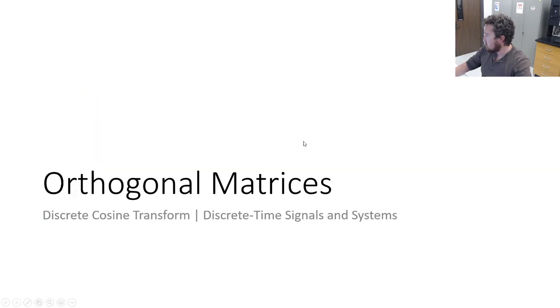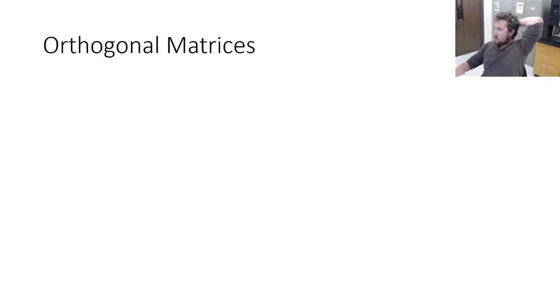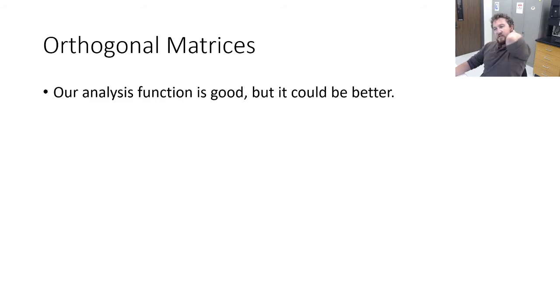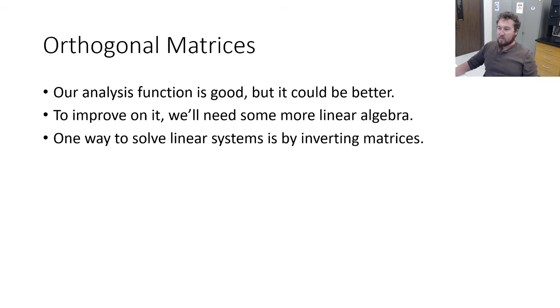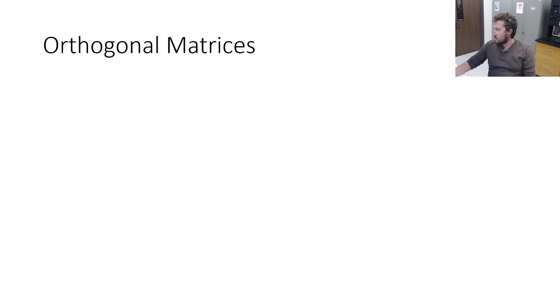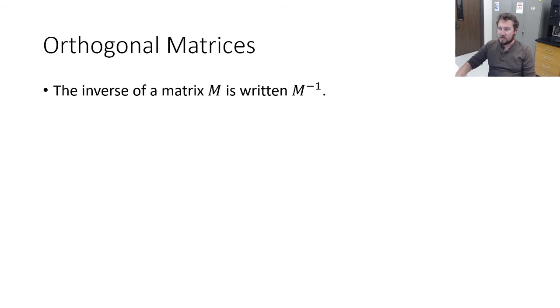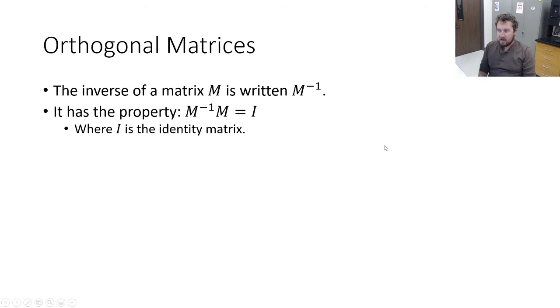We got the results. Now the next thing, we need to take a bit of a detour and talk about orthogonal matrices. So our analysis function is good, but it could be a little bit better, right? To improve on it, we need to do a little bit more linear algebra. Instead of doing the solve function, we can go a little bit faster. And one way to do that is by just using inverted matrices. So what I mean by that is the inverse of a matrix is written just m raised to the negative 1, and it has the property that the inverse dotted with itself is just the identity matrix.